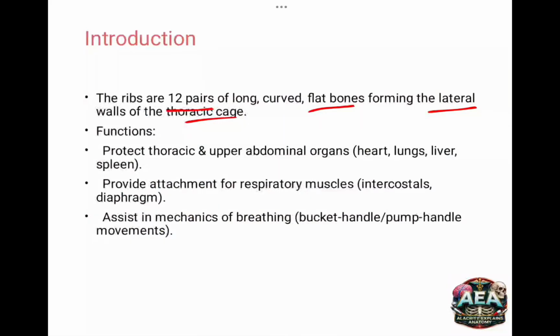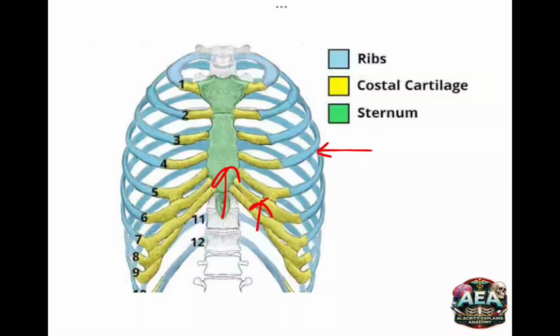So they have several functions. They protect the thoracic and upper abdominal organs, because in the thoracic cage you have the heart, you have the lungs, and in the abdominal region you have the liver, you have the spleen. These structures are protected by the ribs. They provide attachment for respiratory muscles like the intercostal muscles, which are found in between the ribs, and the diaphragm. They assist in the mechanics of breathing. In the mechanics of breathing, you have the bucket handle and the pump handle movements.